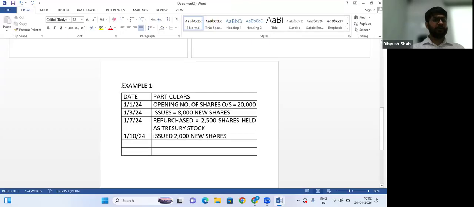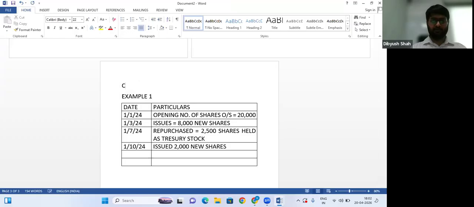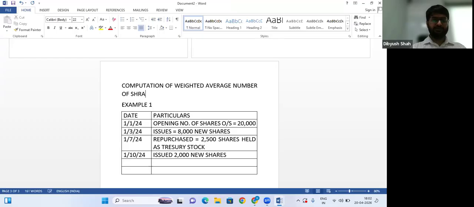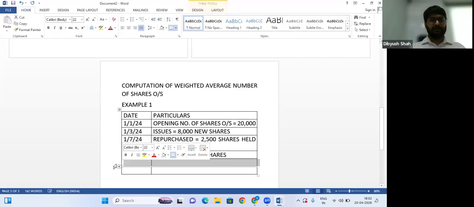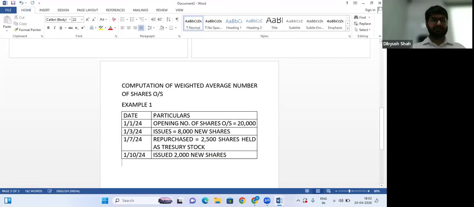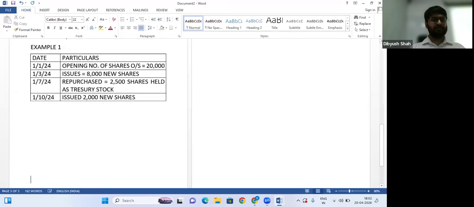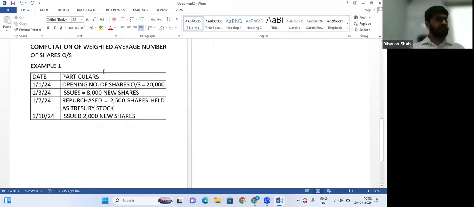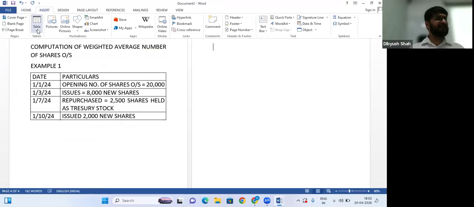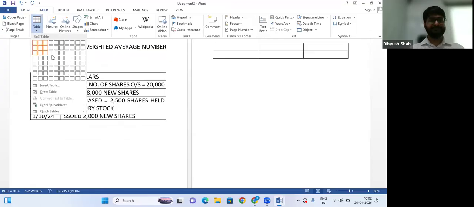Now, what am I talking about? I am talking about only here computation of weighted average number of shares outstanding. Now focus on the calculation, please, because I'll only have 2 examples here. More or less it covers everything. Then we'll cover while solving multiple choice questions.